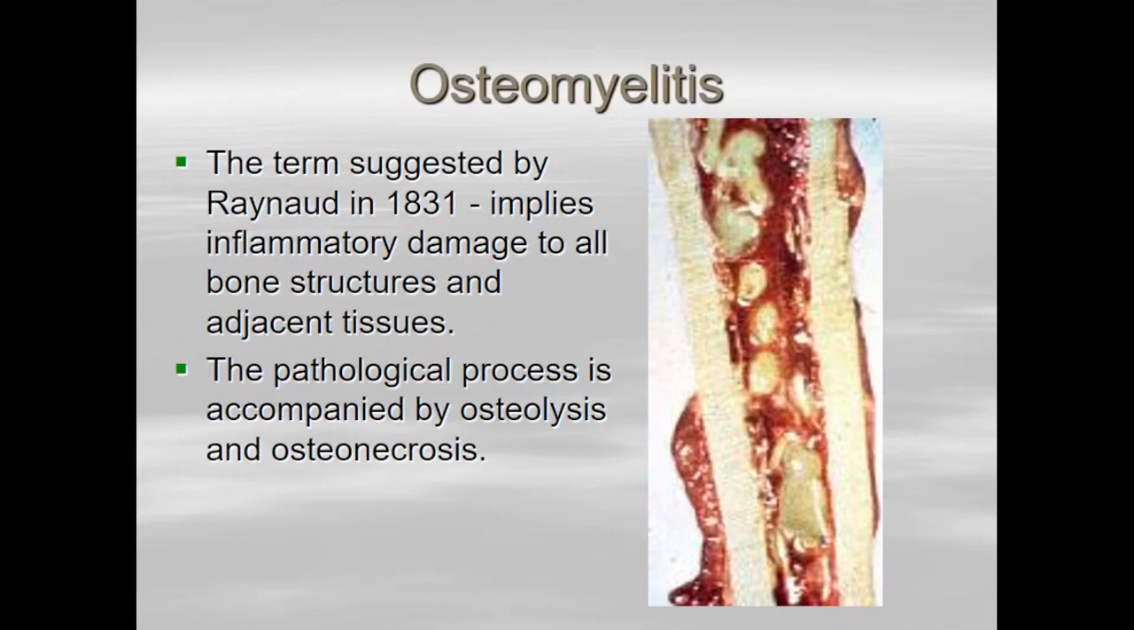This finishes the first half of the lecture, tuberculosis. Next, osteomyelitis. The term suggested by Renaud in 1831 implies inflammatory damage to all bone structures and adjacent tissues. The pathological process is accompanied by osteolysis and osteonecrosis.